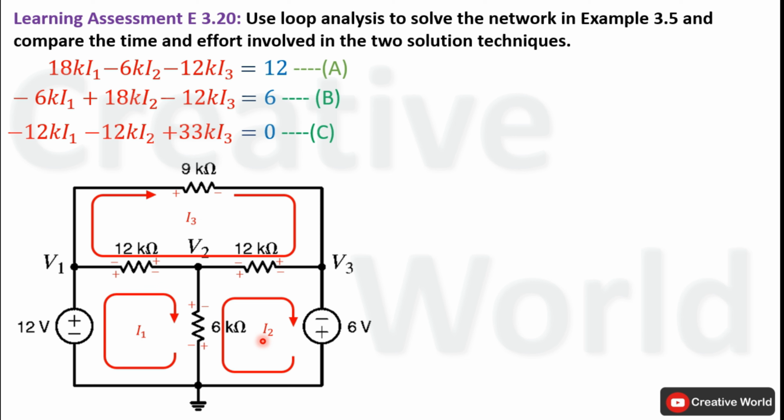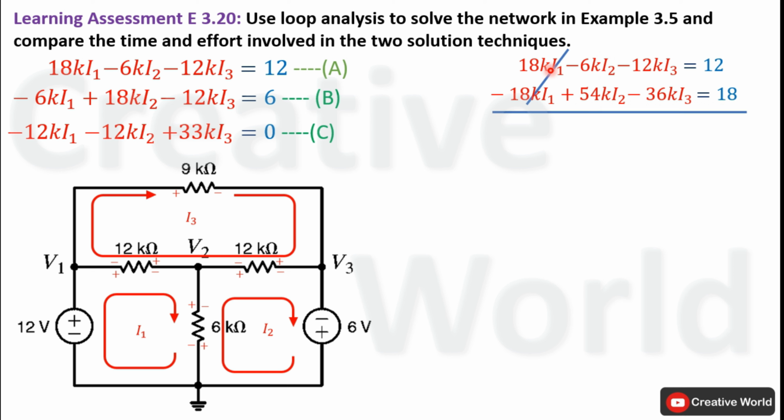First of all, we will take equation A as it is and multiply equation B with 3. The equation will become minus 18k I1 plus 54k I2 minus 36k I3 equal to 18. Now add these two equations together. Minus 18k I1 and plus 18k I1 will cancel out with each other. Plus 54k I2 minus 6k I2 will become 48k I2. Similarly, sum of 36k I3 and 12k I3 will become 48k I3, and on the other hand side of equal, 18 plus 12 will become 30.